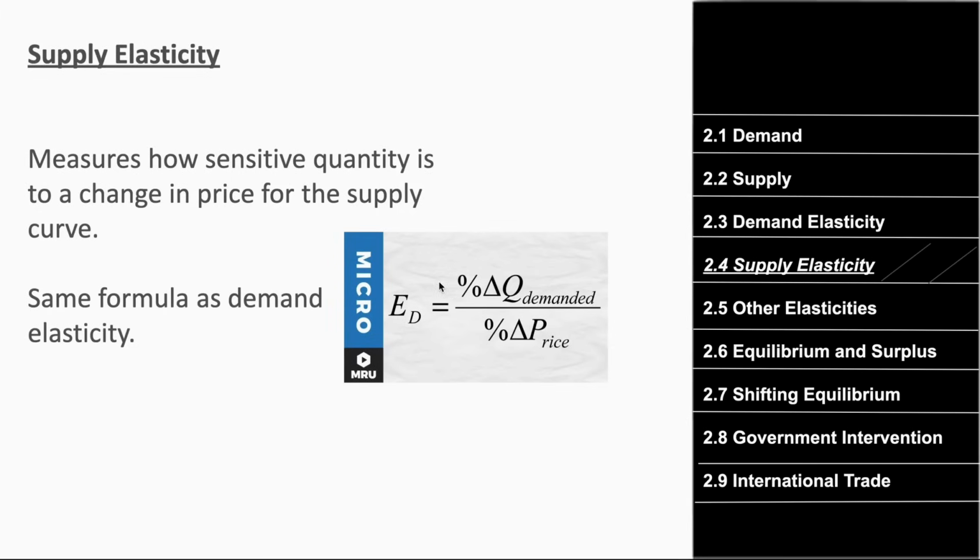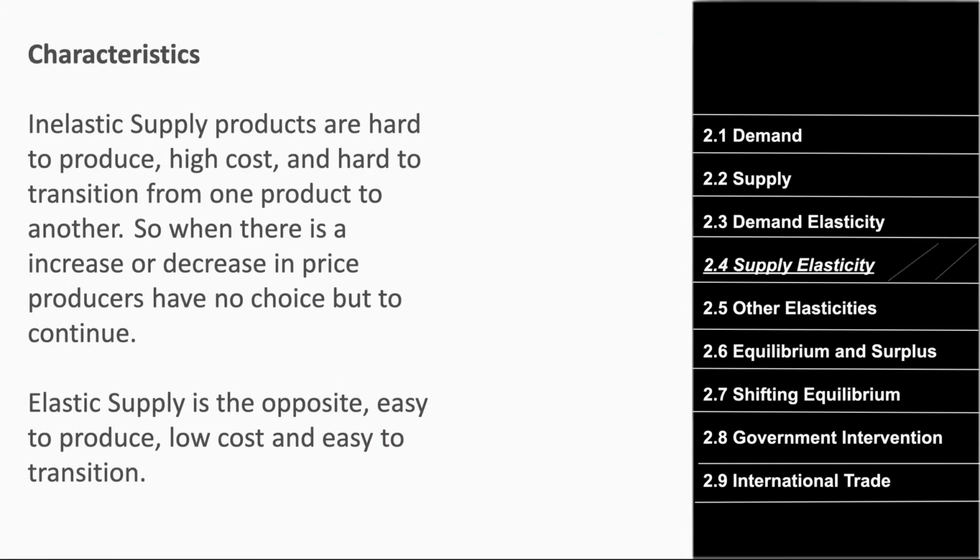Now we have supply elasticity. Supply elasticity is the exact same thing as demand elasticity, but it's for producers, and it shows how elastic a supply curve is. So there's a few characteristics here. Inelastic supply products are hard to produce, have a high cost, and are hard to transition. This is because no matter the change in quantity, price will stay the same because producers would have to continue to produce. For hard to make products, no matter what, even if they're making a loss, they can't really switch to another product. It's hard to do so. Elastic supply is the opposite. They're very easy to produce, they're low cost, and they're easy to transition.